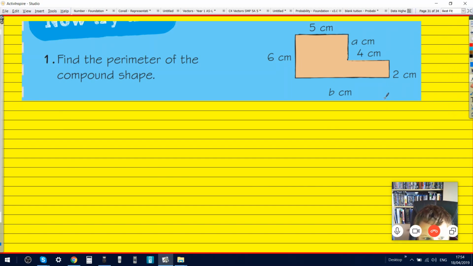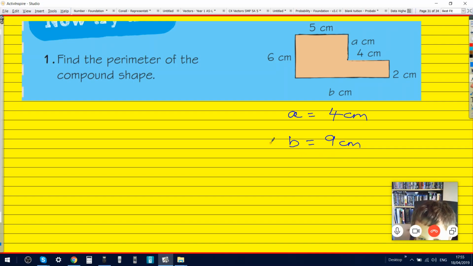Okay. What is the perimeter of this shape? Compound shape. So, to do the perimeter, we will need to add up all the numbers together. So how do we find what A is and what B is? Well, for A, we know that when it's extended all the way down, it's 6 centimeters. And then there's 2 centimeters as well, and 4 plus 2 is 6. So A must be 4 centimeters. And B, when 5 is extended all the way across, it must be 9 centimeters.